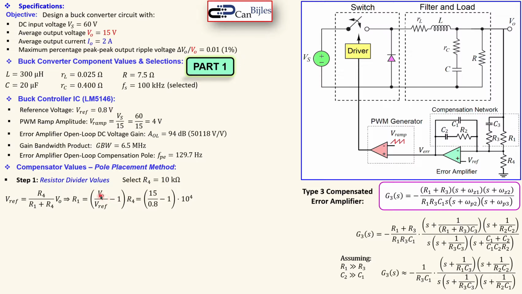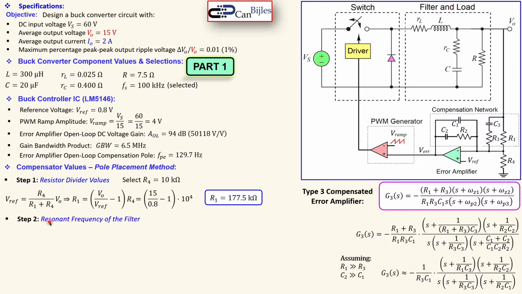Now we know it is 15, so that's our output, because we needed that. We know that our reference voltage must be 0.8 and then minus 1 and then times 10 to the power 4 for 10 kilo ohms. We get now 177.5 kilo ohms. So we already have one of the components calculated using the one selected value here for R4. So we know the R1 and R4 already.